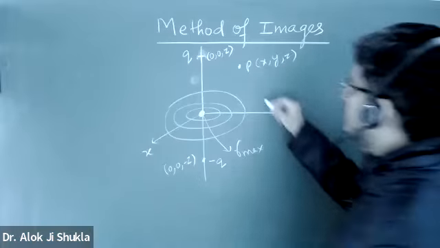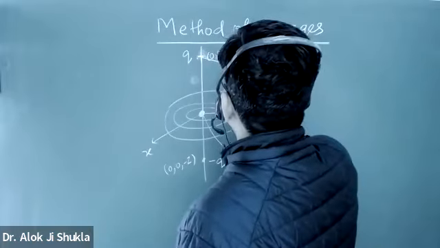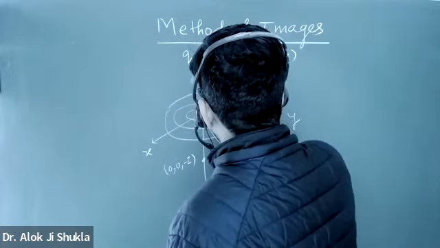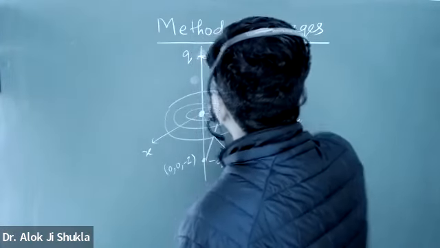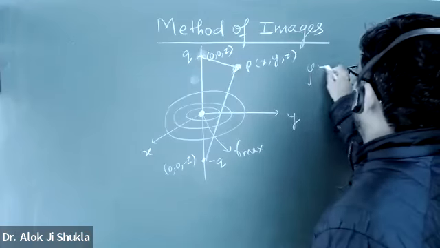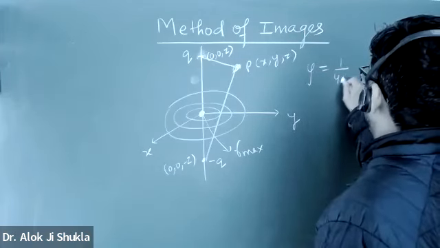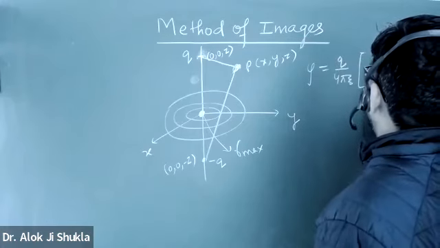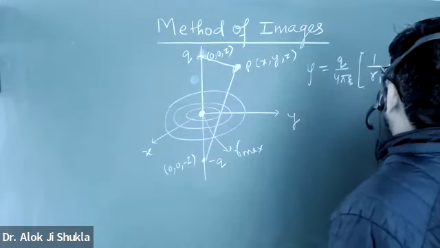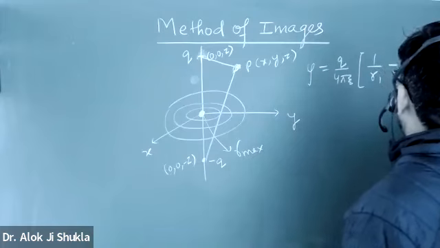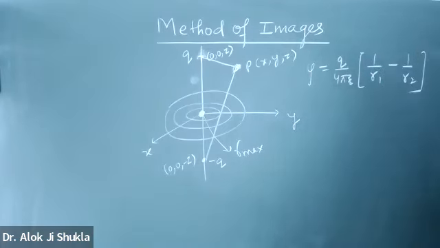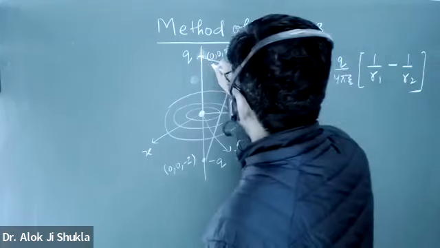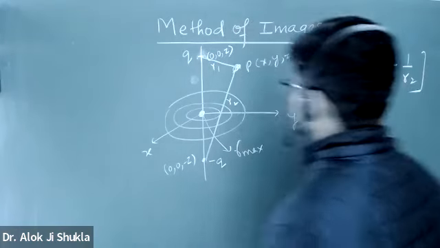So if you wish to write the potential at this point, phi will be 1 by 4 pi epsilon naught q into 1 by r1 minus 1 by r2. This distance is r1, this distance is r2.